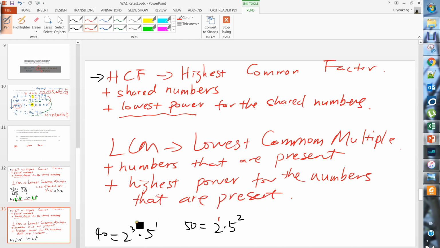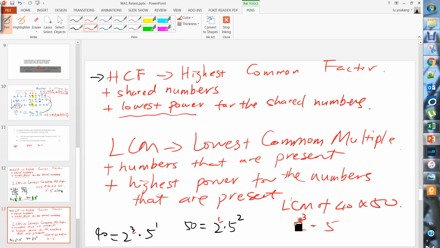Okay, so in this case you can see you only have 2 and 5. So immediately, for the LCM of 40 and 50, you have 2 and 5. No question about that. And then choose the highest power. So what's the highest power between these two?